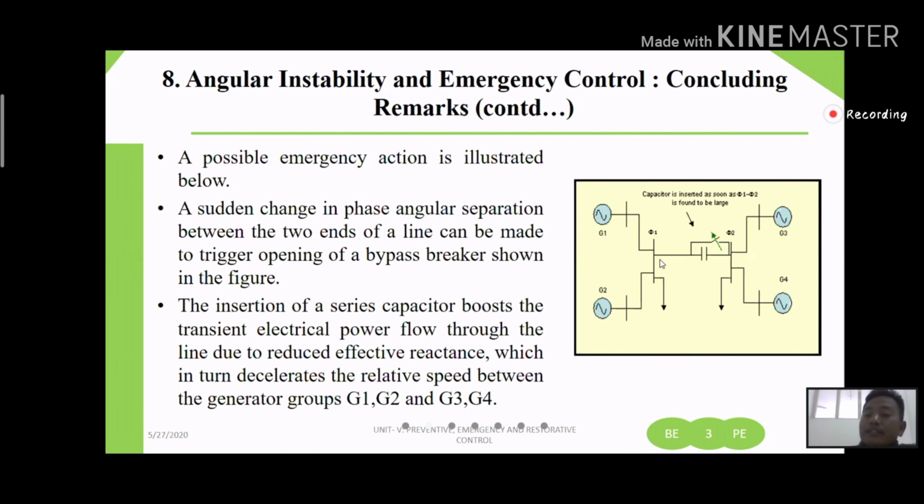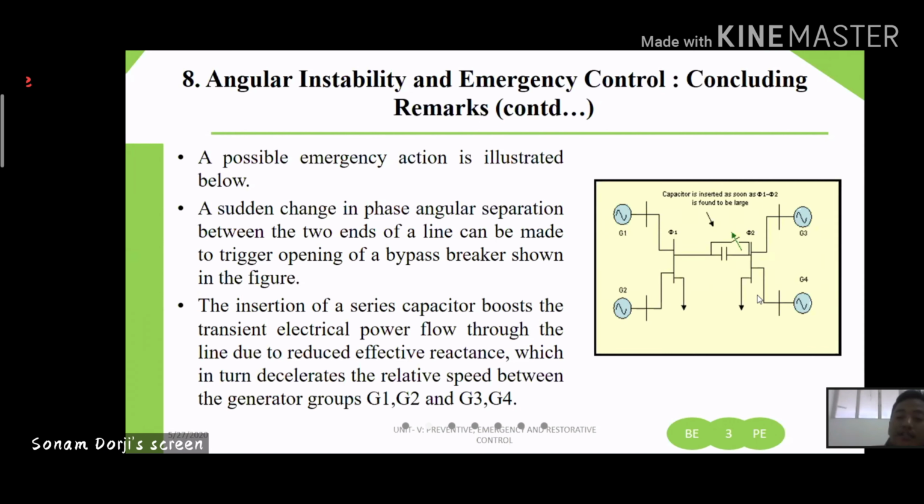So even though it is not violating any transmission line limit or equipment limits, it will lose synchronism. So in such a case, we have to carry out the emergency control.